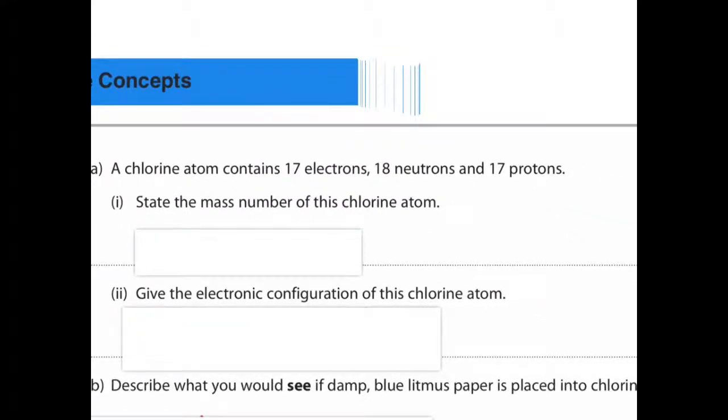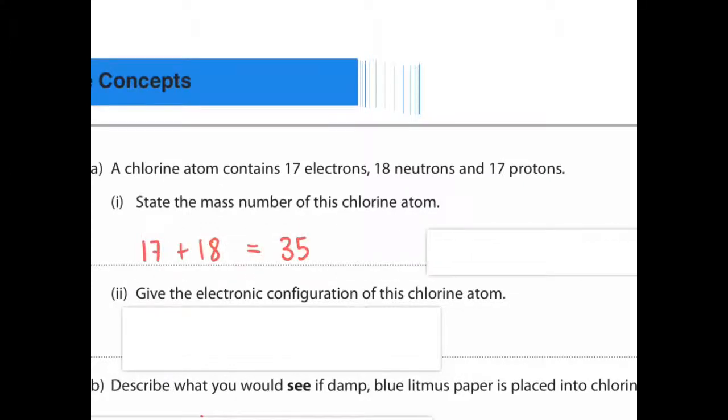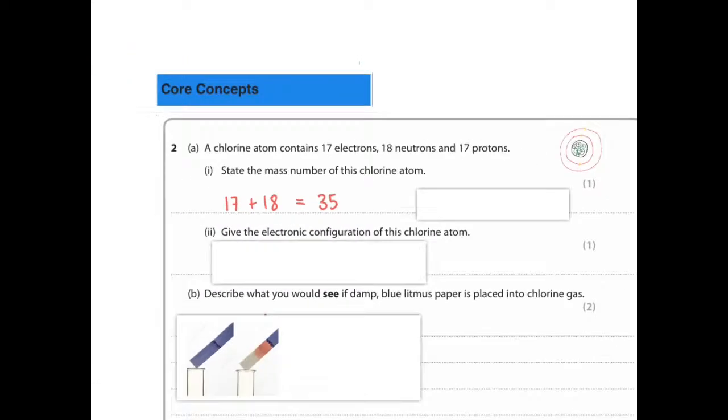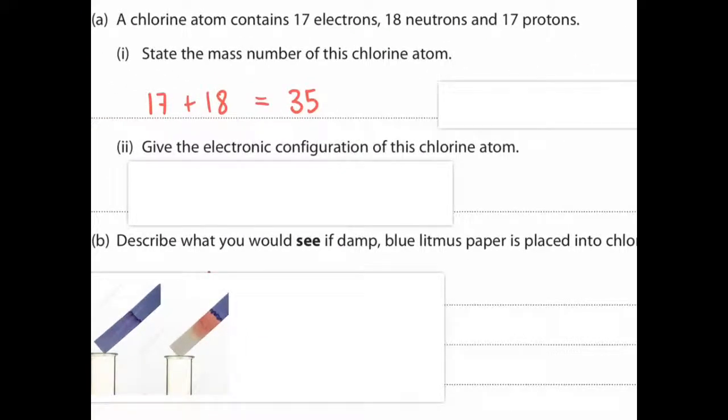You simply add 18 to 17 because there are 18 neutrons and 17 protons. Electrons have a negligible mass, so you do not account for those in the mass. Give the electronic configuration of this chlorine atom.